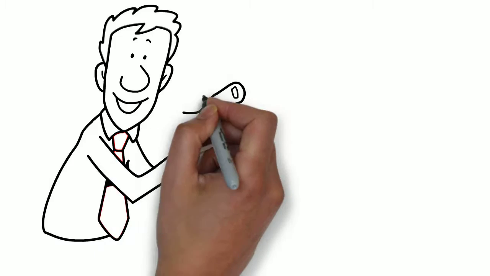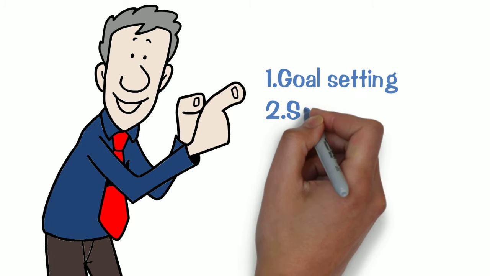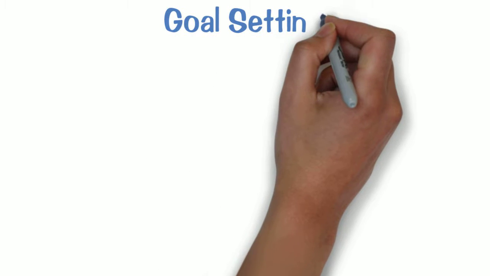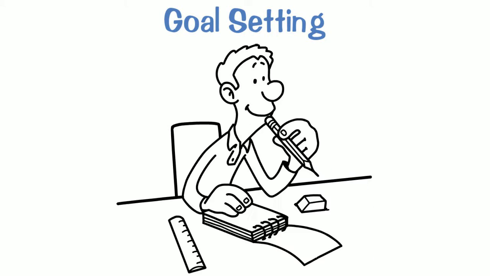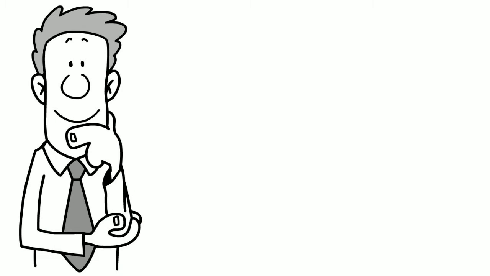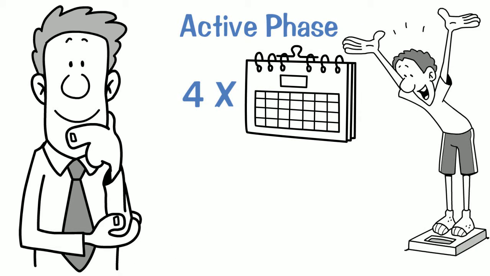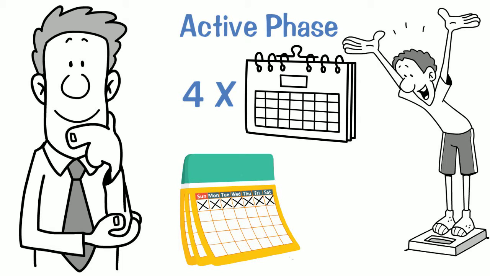The 4 processes of changing your new way of eating are 1. Goal setting, 2. Self-monitoring, 3. Feedback, 4. Reinforcement. The first process is goal setting. The very first thing you have to do is to set a short-term and a long-term goal. Make sure your goals are realistic. For example, the long-term goal during the 4 months of active phase is to lose 15% of your initial weight. The short-term goal is to just lose 2 pounds by the end of the first week.